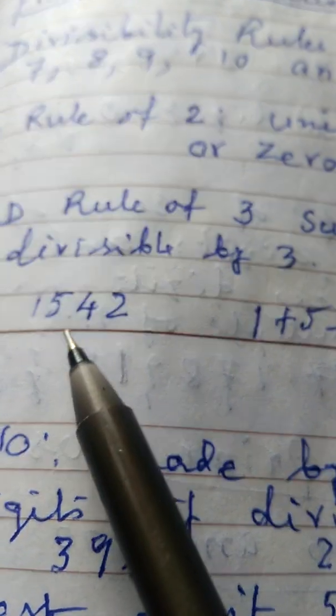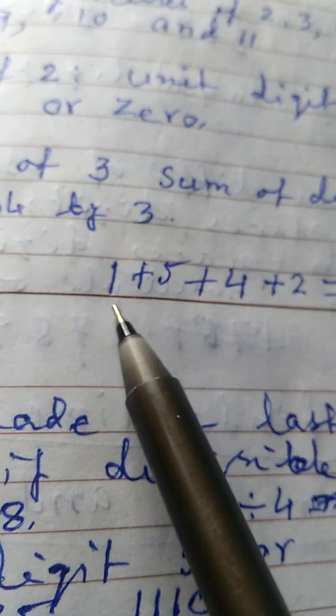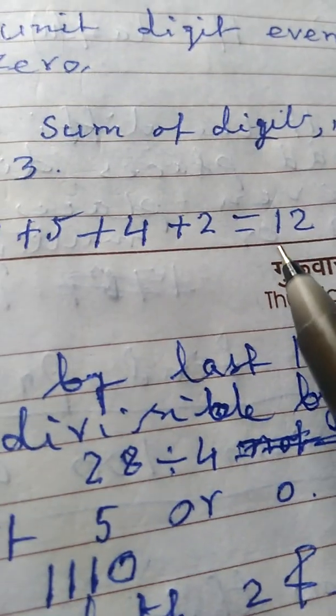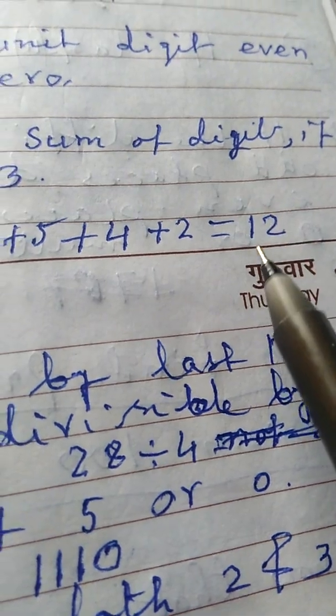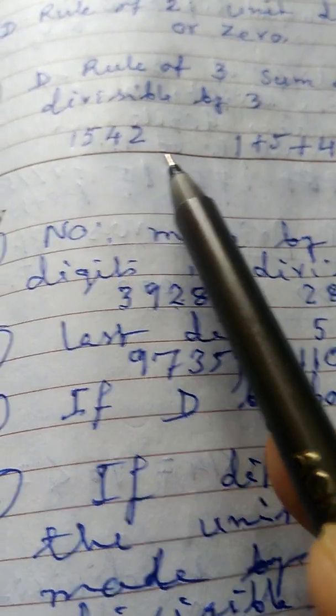Take 1542. We have to check whether this number is divisible by 3 or not. For that, we do the sum of the digits: 1 plus 5 plus 4 plus 2. It comes to 12. As we know, 12 is divisible by 3. So we can say 1542 is divisible by 3.